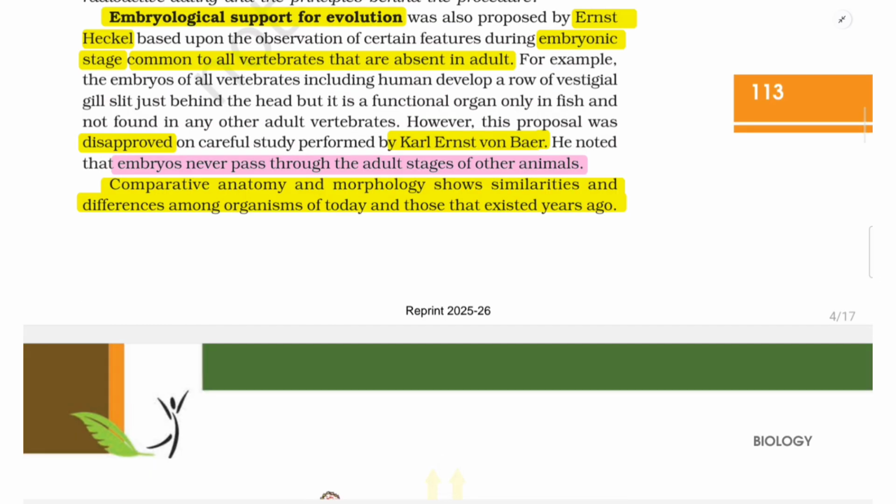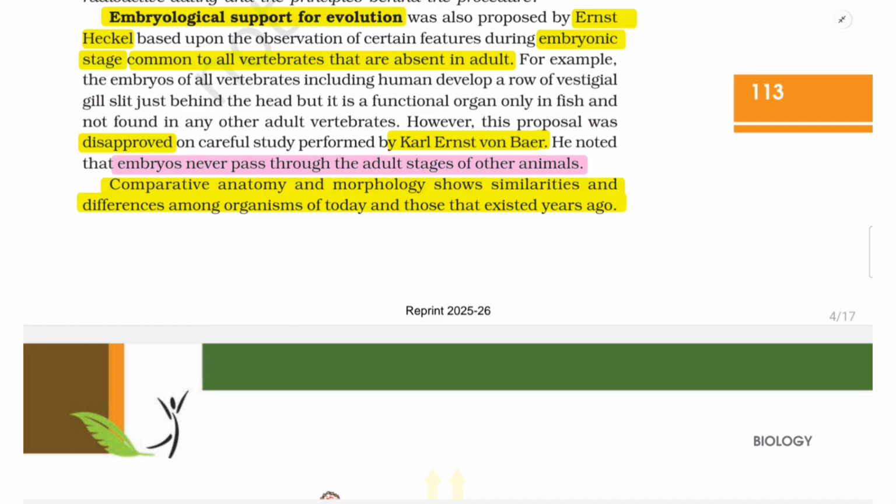Embryological support for evolution was also proposed by Ernst Haeckel, based upon the observation of certain features during the embryonic stage common to all vertebrates that are absent in the adult. For example, the embryos of all vertebrates, including humans, develop a row of vestigial gill slits just behind the head, but it is a functional organ only in fish and not found in any other adult vertebrates.